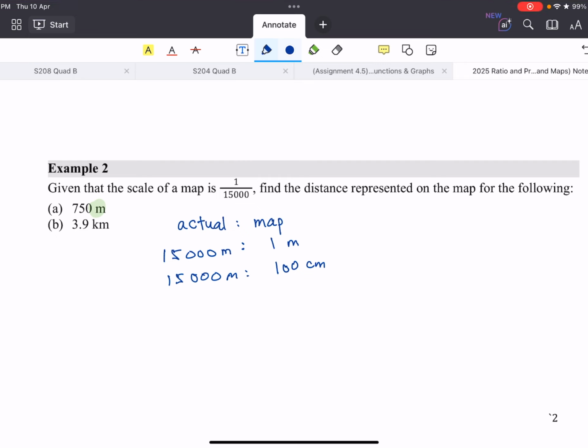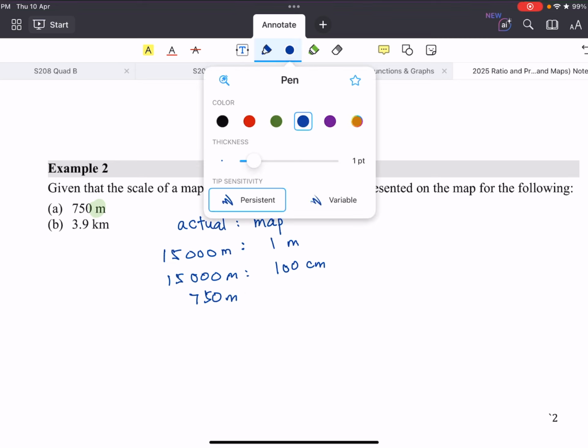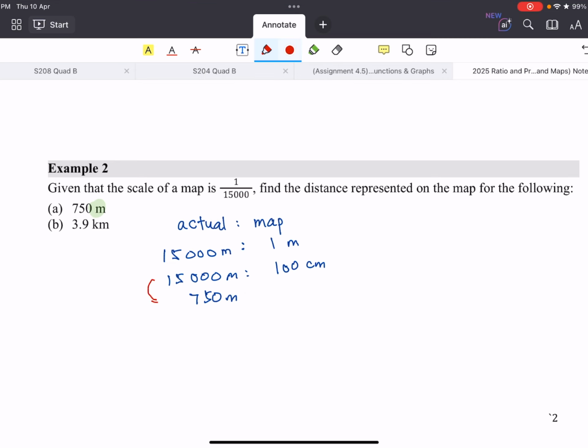15000 divided by 750, that will give us 20. So that means I need to actually divide by 20. So this is 750 meters, right? So just to illustrate, from here to here, I actually divide by 20, right? So 100 divided by 20, which gives us 5 centimeter, okay?